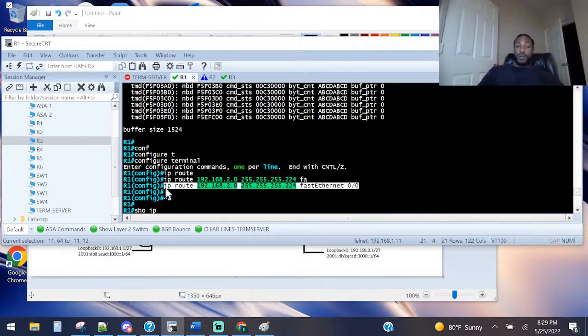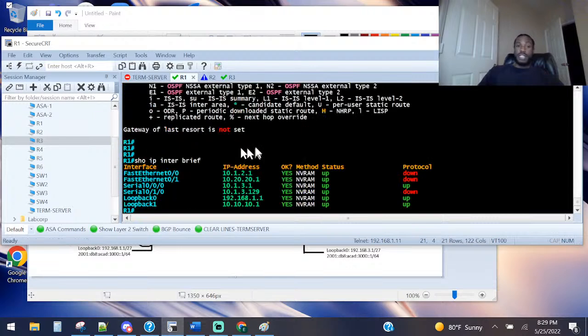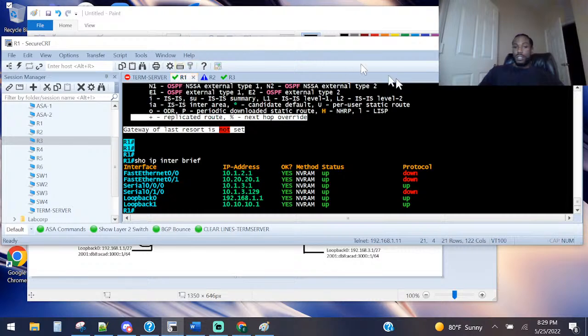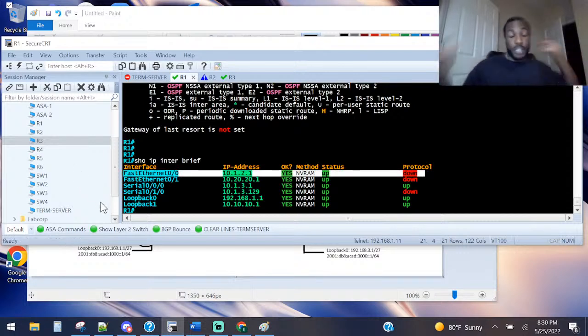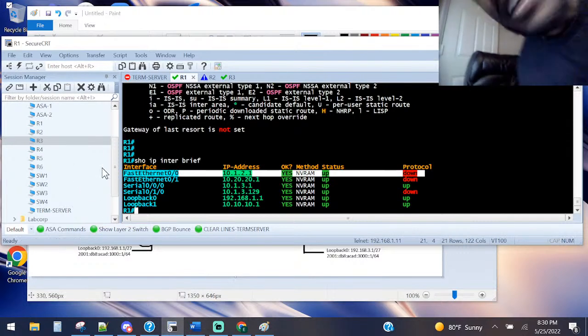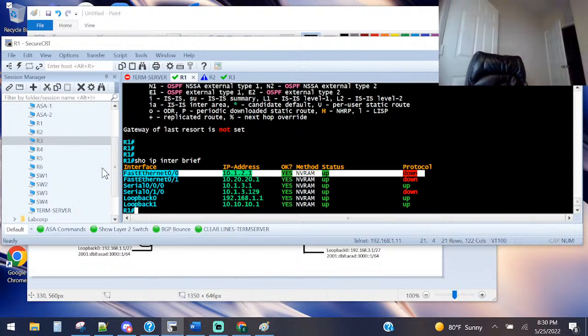We have a static route created, right? I go to my routing table and it's like the gateway's not set. Where the hell is it? It's not going to show up until this is up. So that looks like it's also a cabling issue. Let me take a look at that. This is why you want to use GNS3.